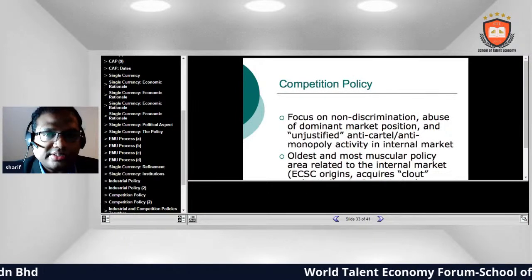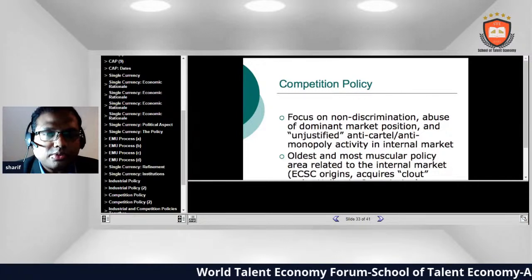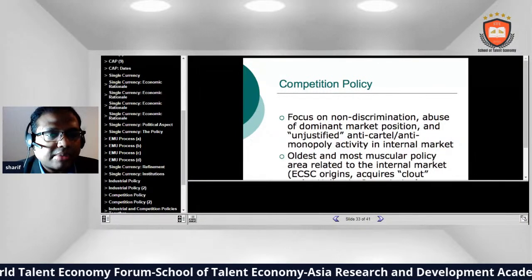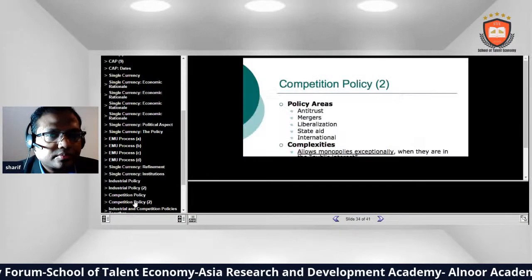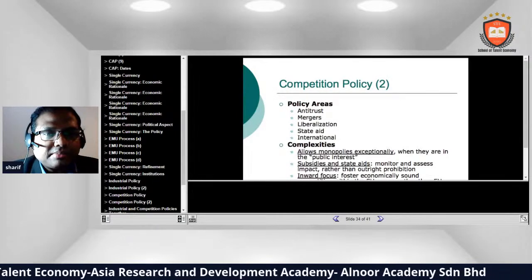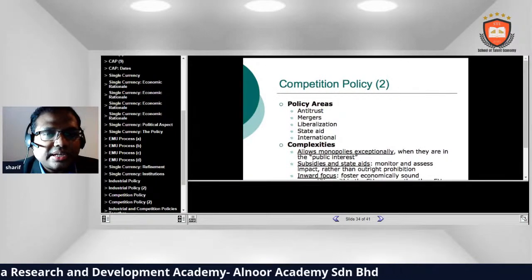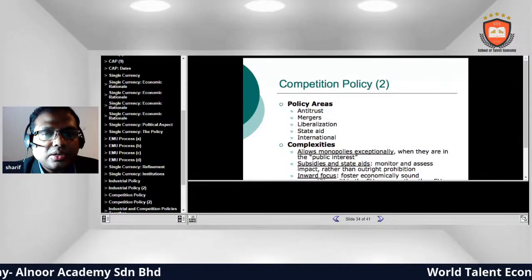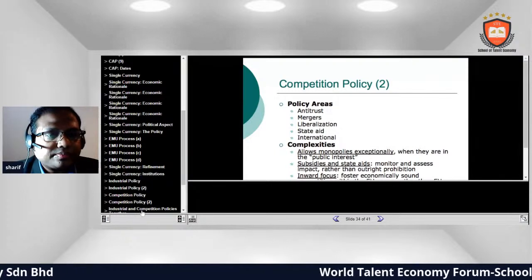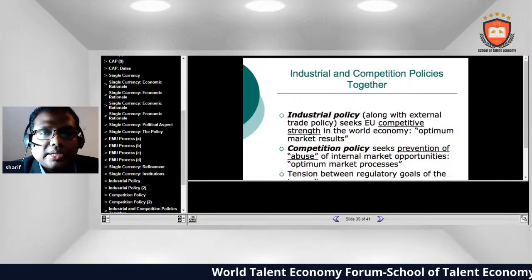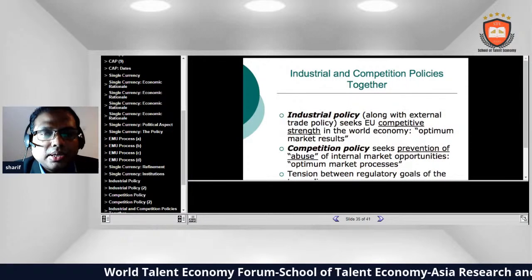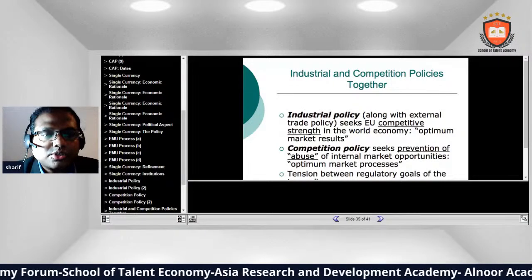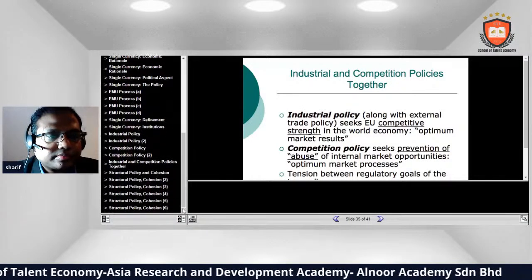Competition policy focuses on non-discrimination and abuse of dominant market positions. It is the oldest and most muscular policy area related to the internal market. Antitrust, mergers, liberalization, state aid, and international aspects. It is a policy area of complexity that allows monopolies exceptionally when they are in the public interest. Being competitive in the world economy, for optimal market results. Competition policy seeks prevention of the abuse of internal market opportunity.